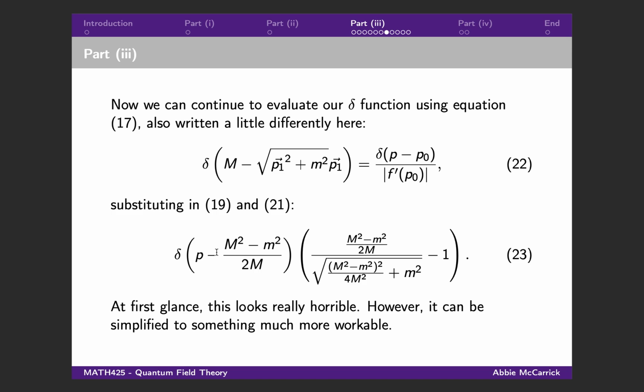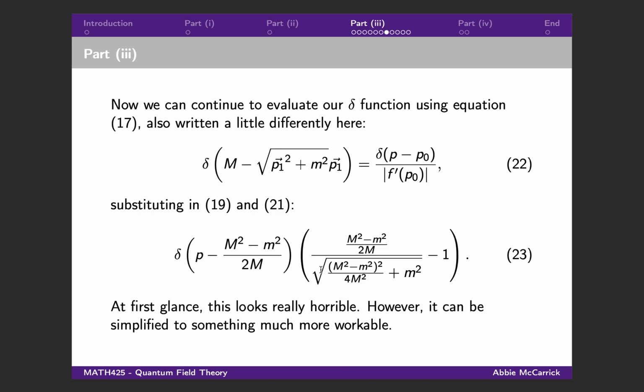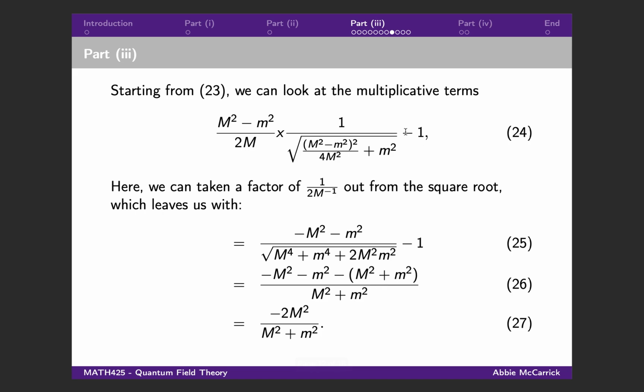So at first glance this does look really horrible, and it looks like it's going to be really difficult to integrate that. However, we can simplify it down to something much more workable, so we can actually do this integral. So we start from 23, which is this big horrible one, and we can look at the multiplicative terms, so these two here, these ones with the m's in, basically, write them out here in 24, and what we can do is take out a factor of 1 over 2m to the minus 1 out of this square root here, which would leave us with this expression. So obviously after we've multiplied it out, we get something that looks a little bit like this.